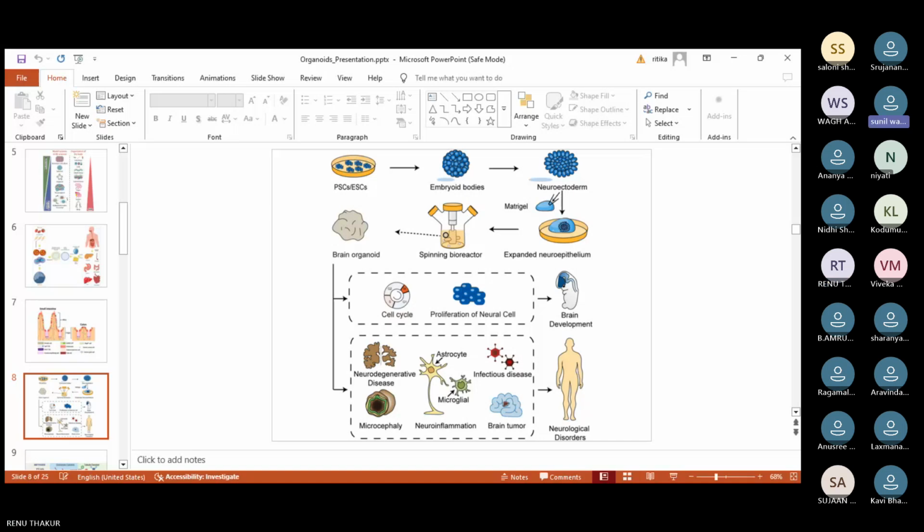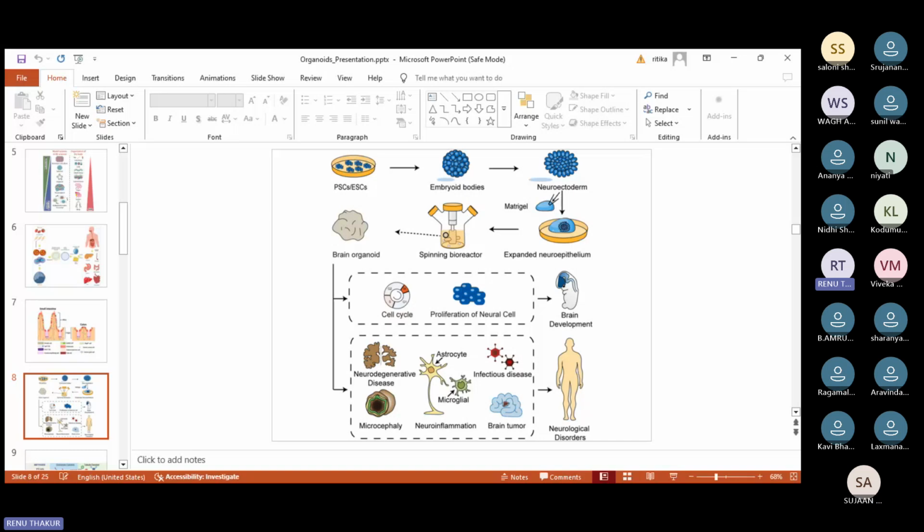Ma'am, all these organoids we are talking about are derived from embryonic stem cells, right? Yeah, we will discuss that point also tomorrow, but mostly from embryonic stem cells and pluripotent. We prefer pluripotent stem cells.